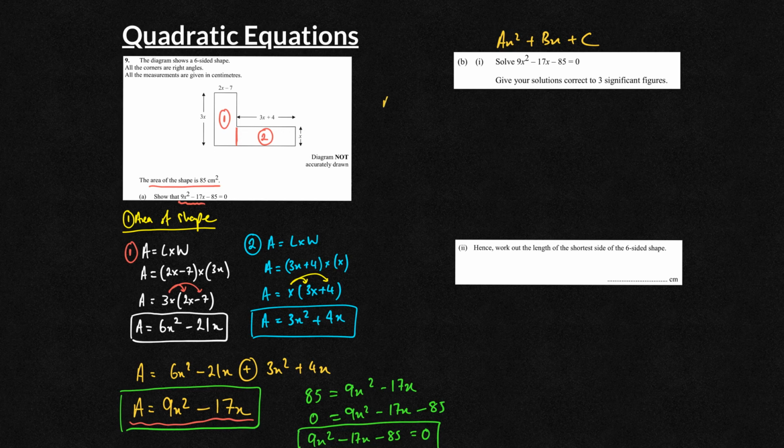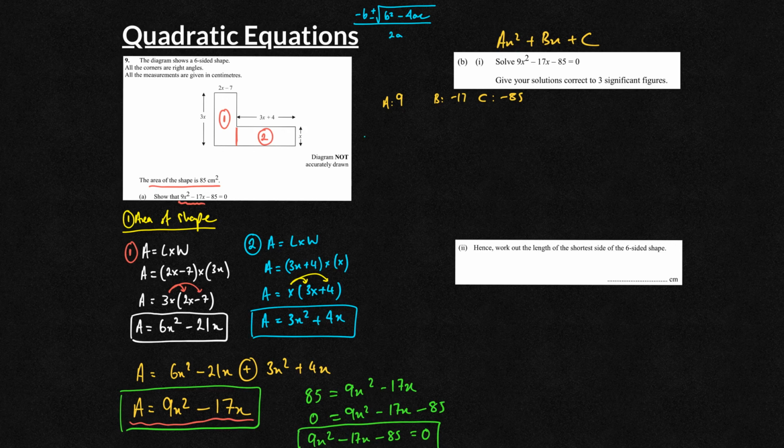So if we list what A is, what B is, and what C is. A, in this case, is 9, B is negative 17, and C is negative 85. All we need to be able to do now is two things. One, recall the formula, and two, substitute correctly with brackets. Please don't forget the brackets. So if I write the formula quickly up here: minus b plus or minus the root of b squared minus 4ac, all over 2a.